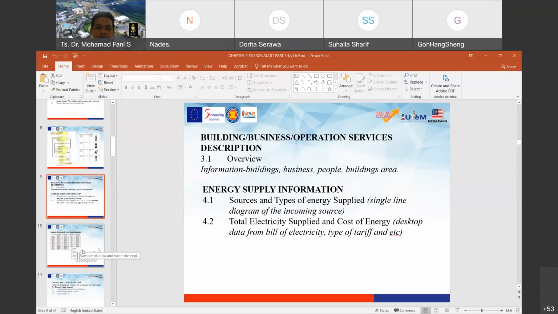Okay, next section is building business operation service description. So please describe the business or building information: building, business, people, building area. Okay, this is an overview of the information. So how many people are inside the building, how many workers they have, and the building area, the net floor area. Okay, if there is no available data, you can also measure the building area, the built-up area. For shop lots, it is very easy.